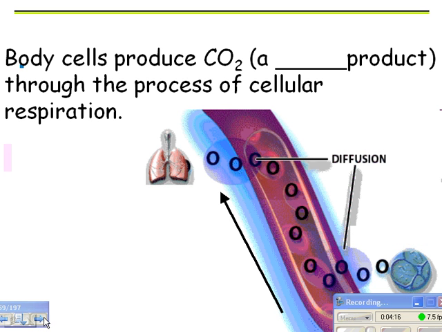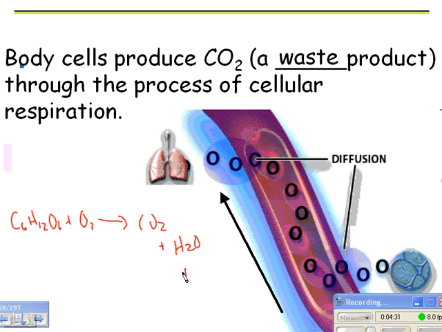Body cells produce CO2, which is a waste product, through the process of cellular respiration. So I'm going to draw that same thing: C6H12O6, plus the oxygen that we just used. And then here are your waste products, CO2 plus H2O, and again, I said more importantly, ATP. This CO2 is a waste product, and so that's a waste product made in every body cell.